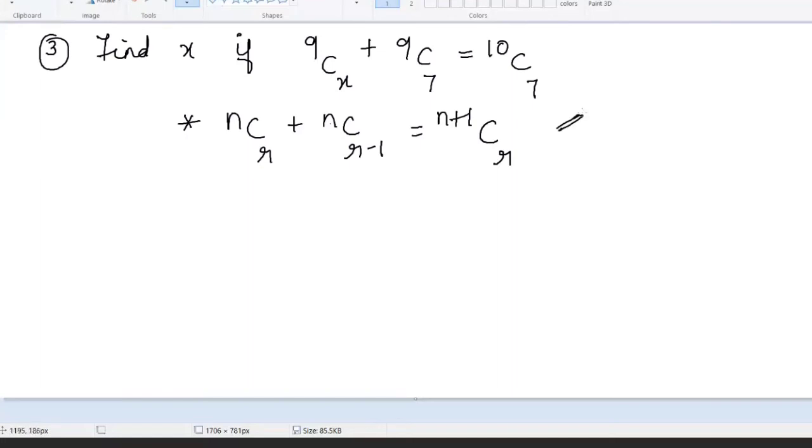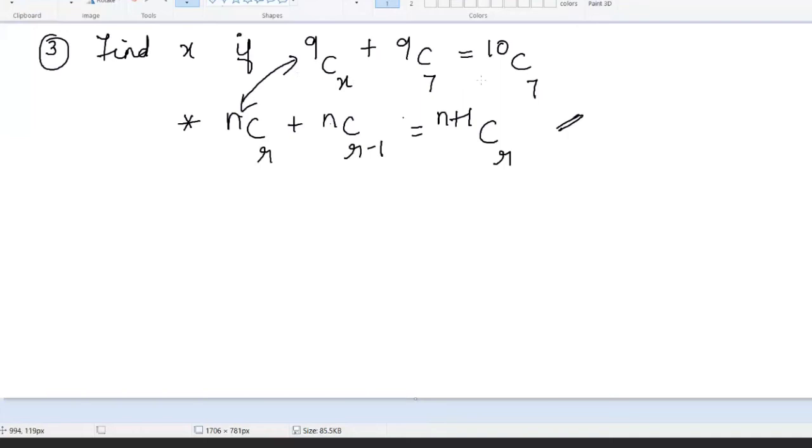That is NCR plus NC(R minus 1), so one less than that R. Now remember, you are going to add 1 to N there, so N plus 1 CR. Now compare the question with this formula. What should be your x? No, not 8. Compare it properly. It should be 6. Good.